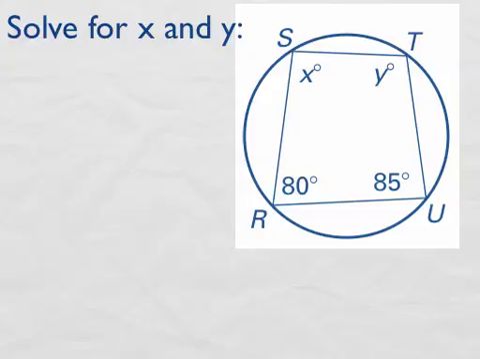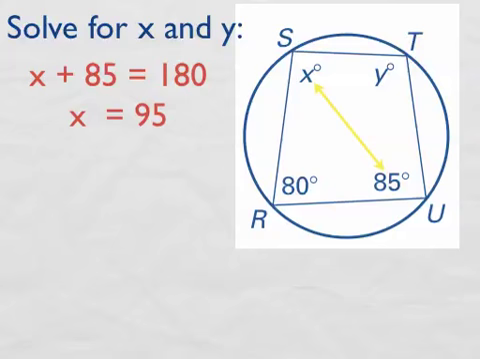To solve for x first, notice that angle S is opposite angle U, which measures 85 degrees. We know that the measure of angle x plus 85 degrees needs to be supplementary, which means they equal 180 degrees. I need to take 180 and subtract 85, and I'm left with x equals 95.